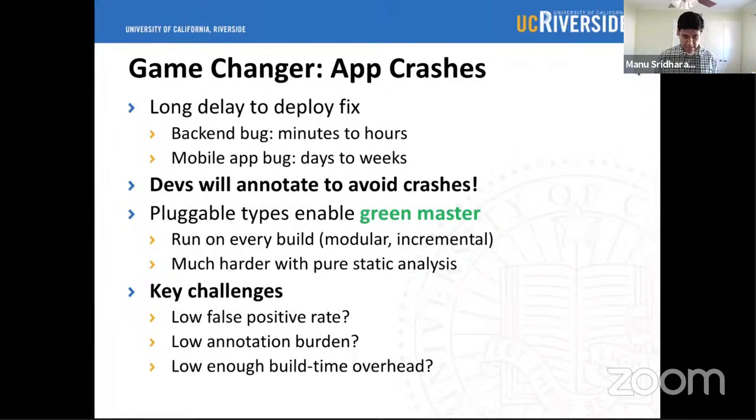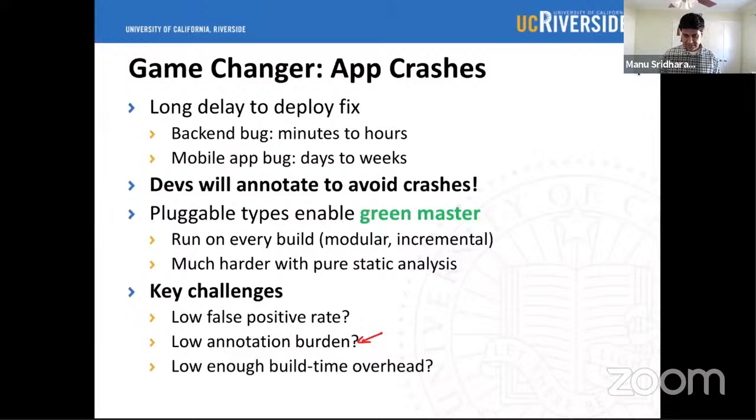So you need to have a low false positive rate for sure. If most of the errors being reported by your tool are false positives, again, developers are just going to ignore you. You also need to have a low annotation burden. And this is a trade-off, right? You can't take it to 0. Developers are going to have to write some annotations, but it has to be low enough that, given the significance of the bugs that you're catching or eliminating, developers decide that this is worth it. And finally, you need to have low enough build time overhead.